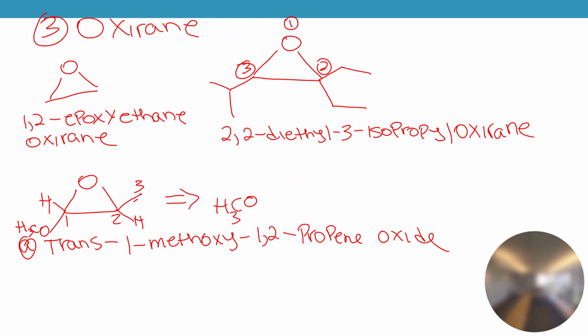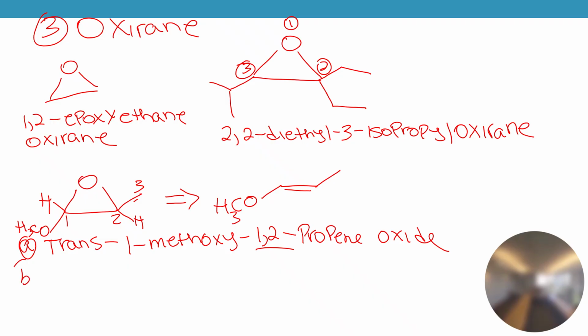So imagine the alkene that that epoxy came from, right? It would look like that. It would have to be trans-1-methoxy-propene, or yeah, 1-methoxy, 1-propene. So we had to list the 1, 2. Trans-1-methoxy, 1-propene.